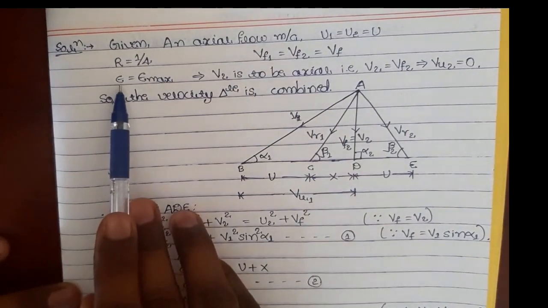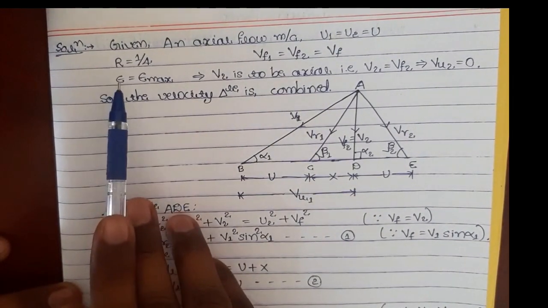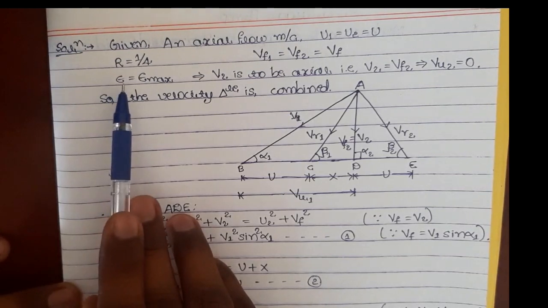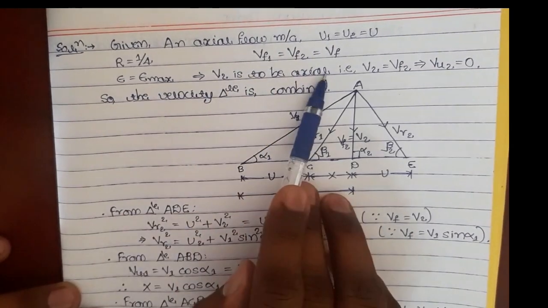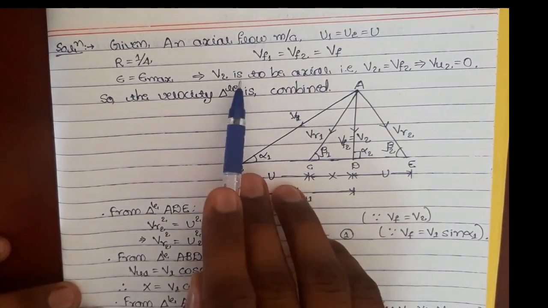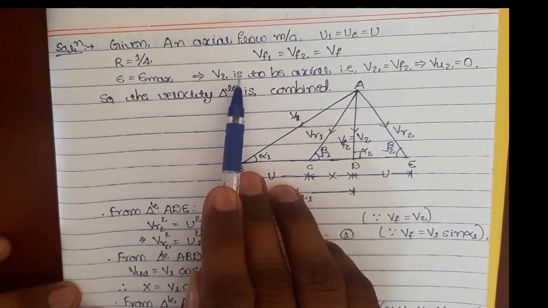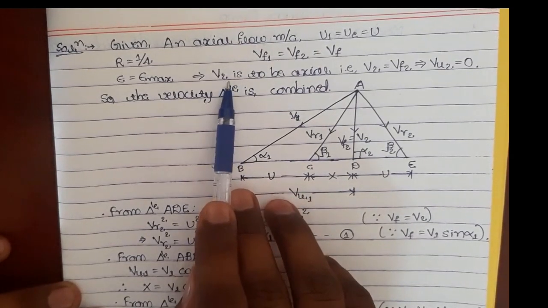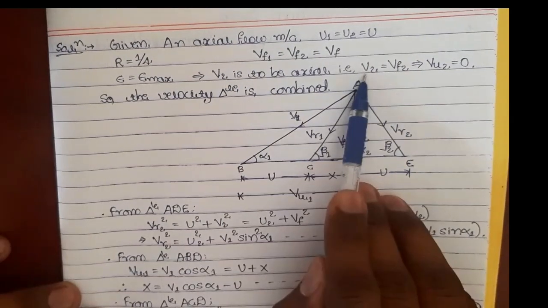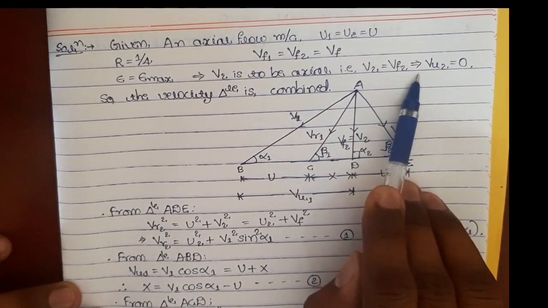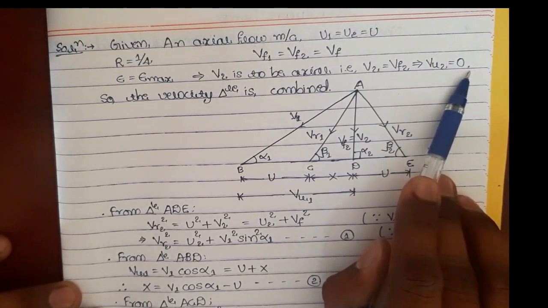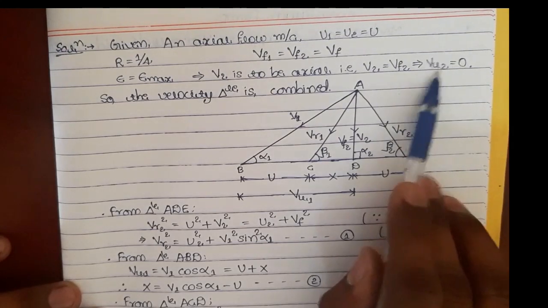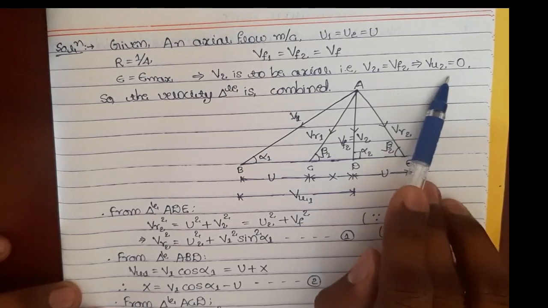Right? Then he says epsilon is maximum. What is the condition that we need to assume here for the maximum utilization factor? When epsilon becomes epsilon max, we know that V2 should be axial. Right? So that means there should be minimum loss. When will there be minimum loss? When V2 is axial. When V2 becomes axial, V2 becomes equal to Vf2, and then Vu2 becomes 0, right? And with this condition we should draw the outlet triangle, right?